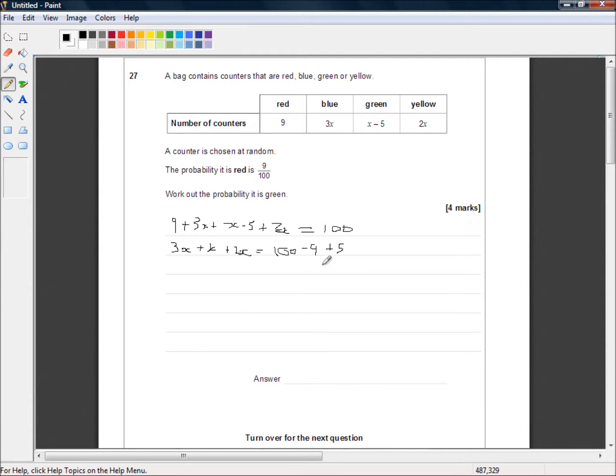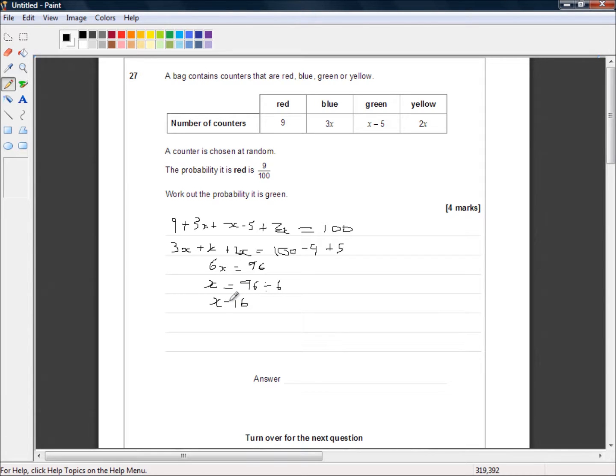Now if we combine all these like terms, 3x plus x plus 2x, well 3x plus x is going to be 4x, 4x plus 2x is 6x, which is equal to 100 minus 9 is 91, plus 5 is 96, which means x is equal to 96 divided by 6. Now, if you remember the short division, 6 goes into 9 once, leaving a remainder of 3. 6 goes into 36 6 times, so x is 16.